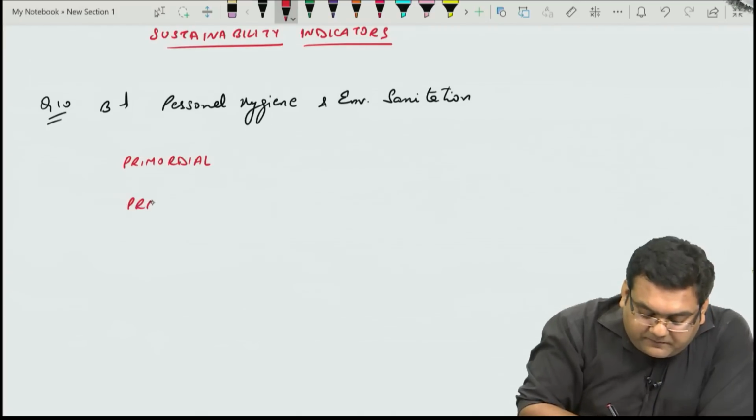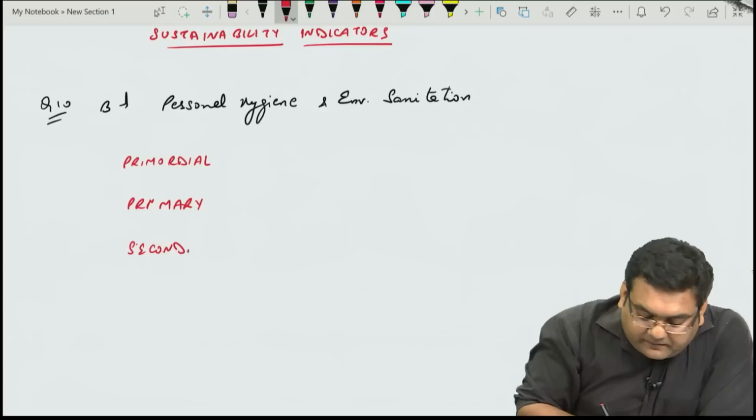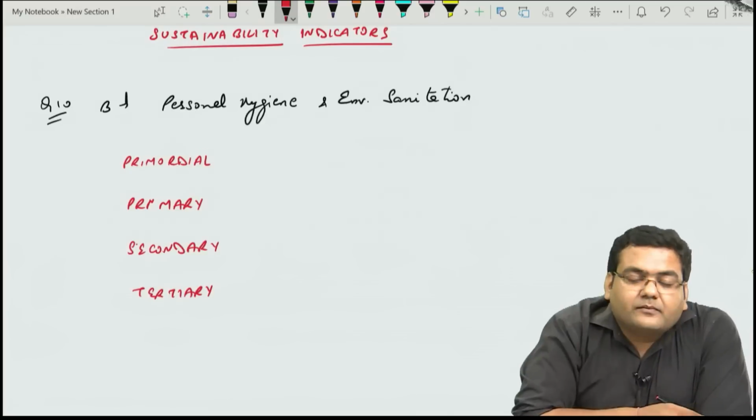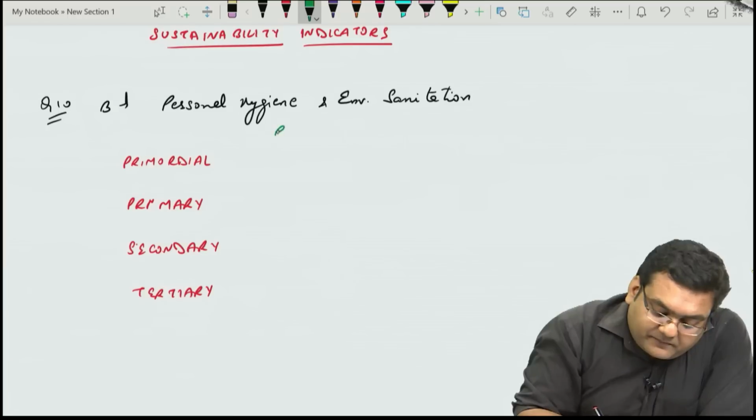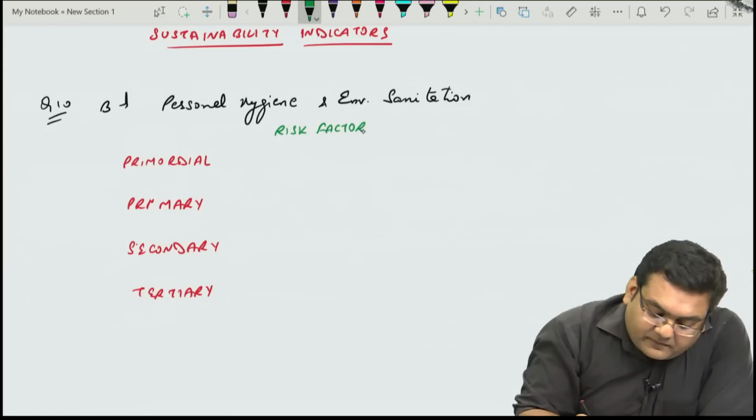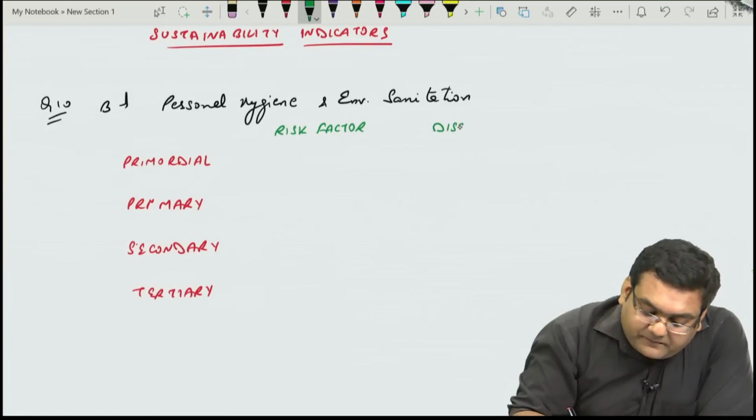Primordial, primary, secondary and tertiary. Now the important thing which we need to remember here is risk factor and disease.